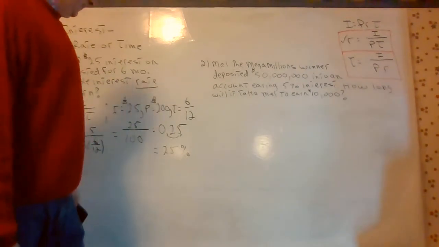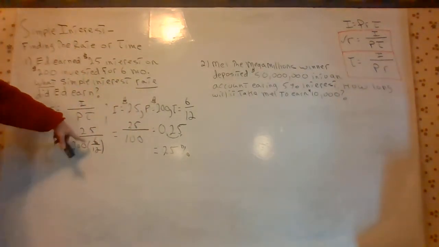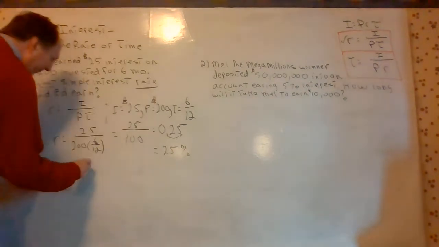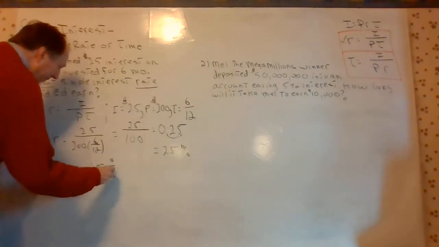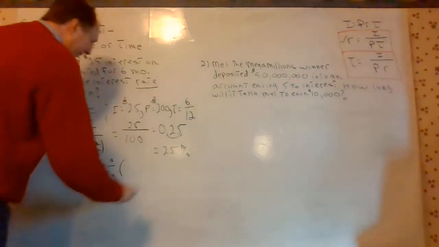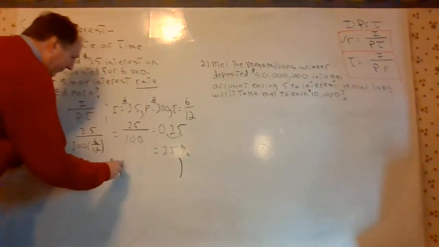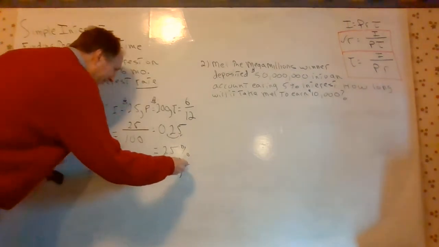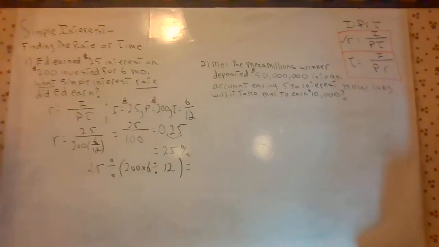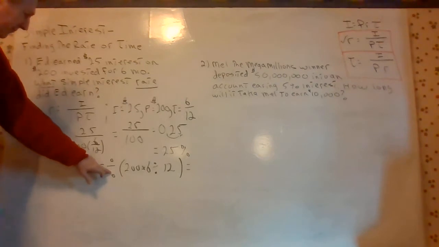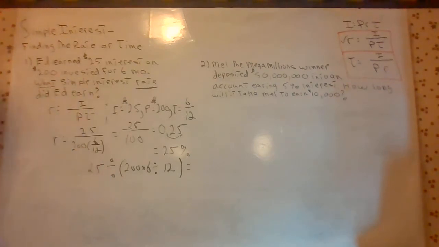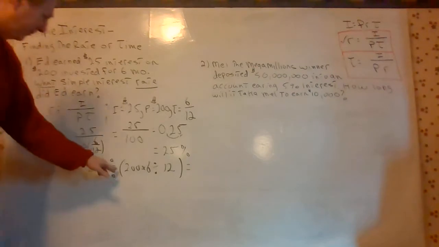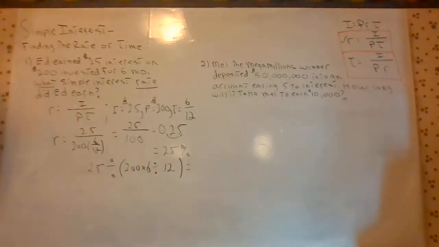And here's the second problem. Oh, by the way, if you want to do this all in one fell swoop on a calculator, you'd have to do 25 divided by, you'd have to group the denominator together with parentheses. 200 times 6 divided by 12 equals. Or if you have an online calculator like Desmos, as soon as you push this division, a fraction template comes up. So it's a little easier. You won't need the parentheses if you use something like Desmos. Just follow the clues online.